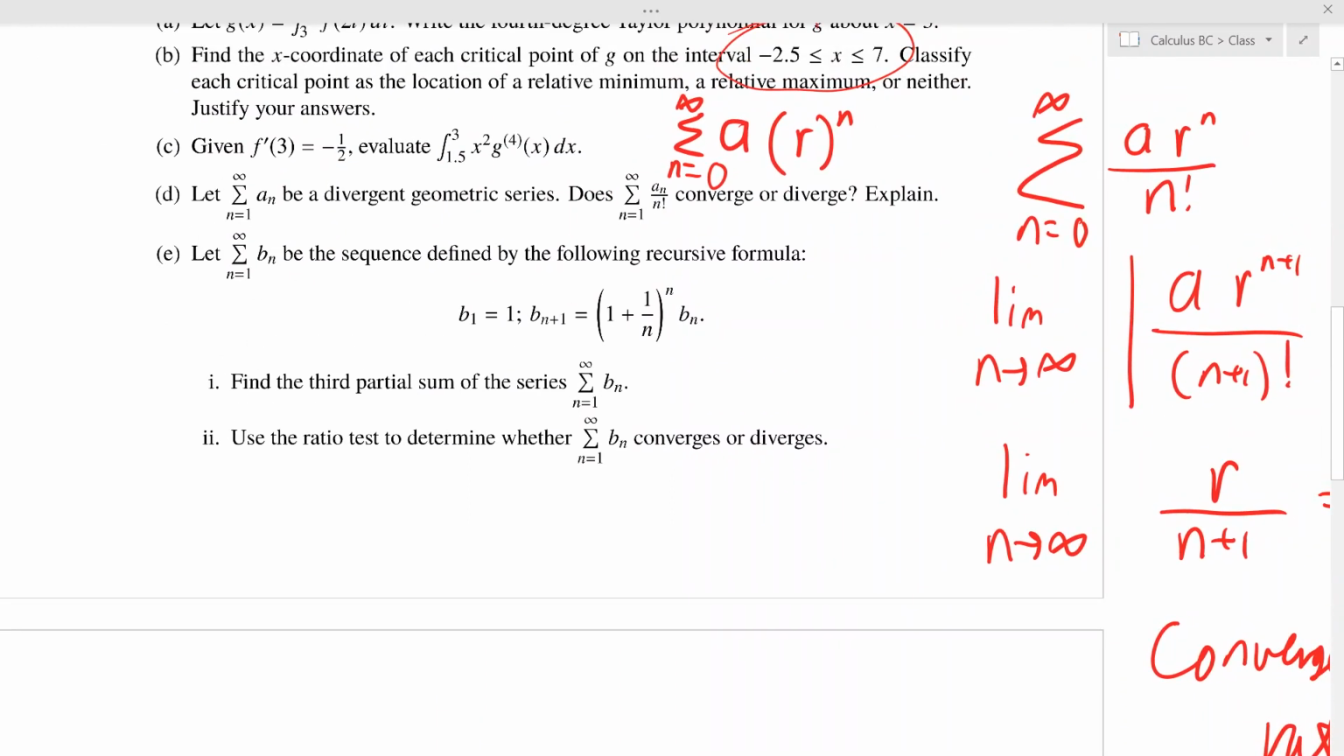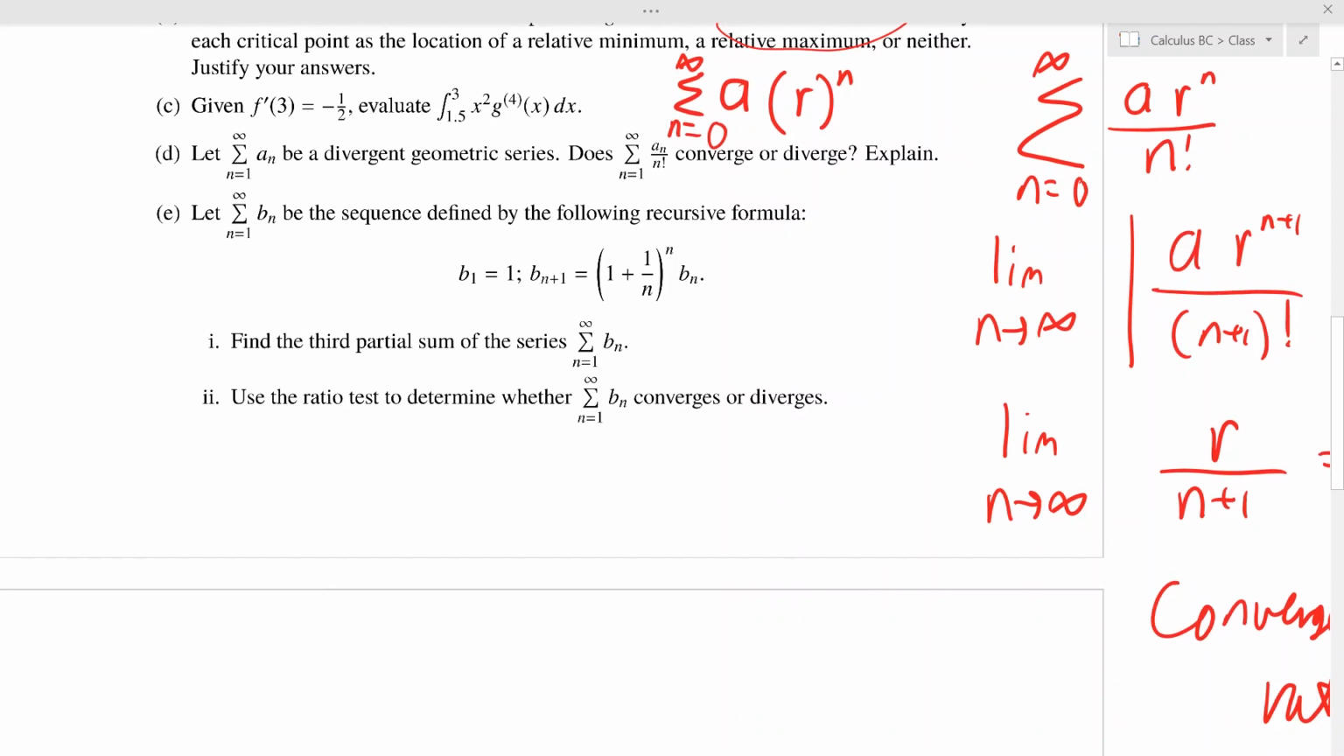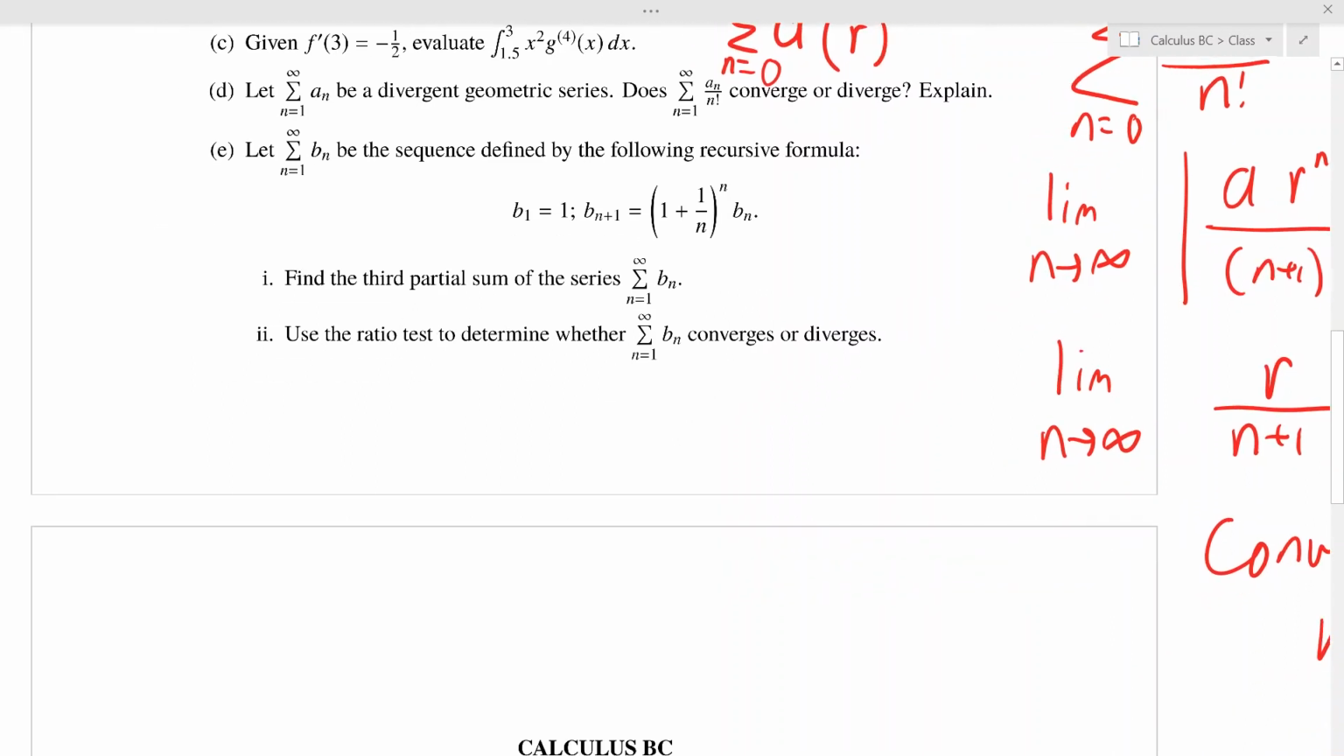Now they're giving us this b sub n sequence. So they tell us what b of 1 is, then we can find these other ones. Find the third partial sum of the series. Okay, that means we want, again, add up the first 3 things. All right, so let's go ahead and do that.